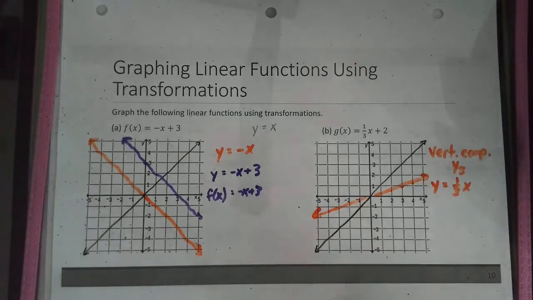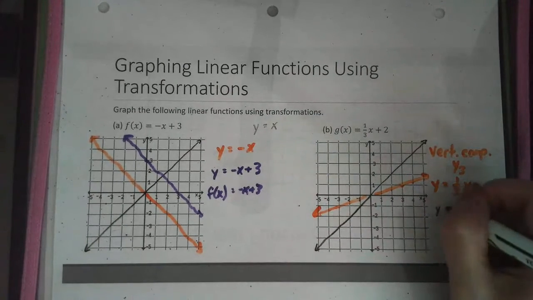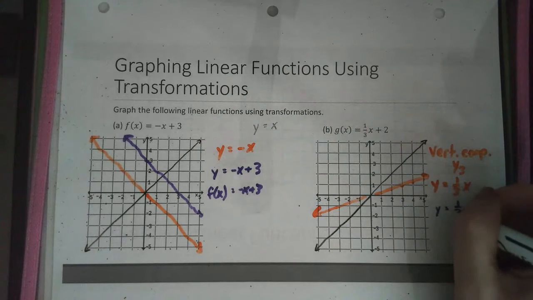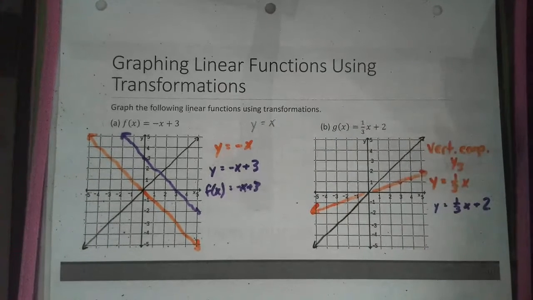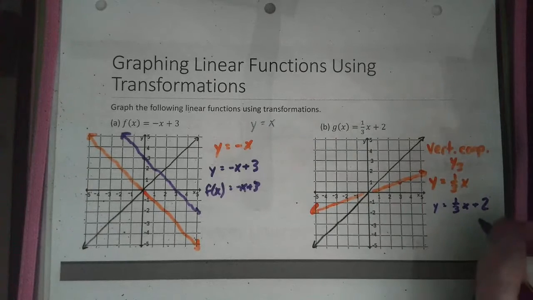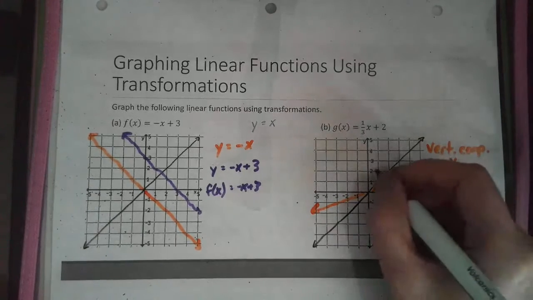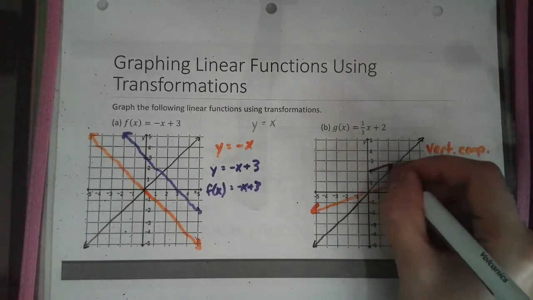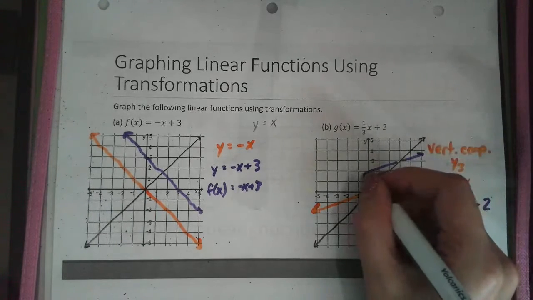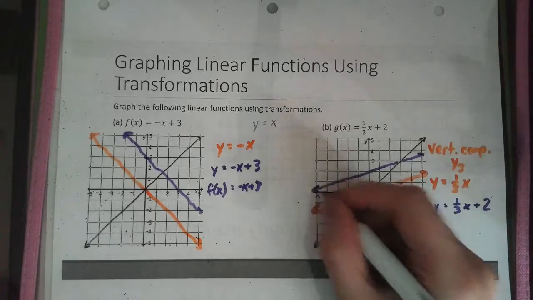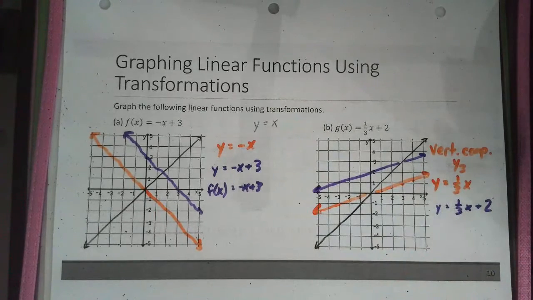Finally, we need to add the plus 2 at the end. And we get y equals 1/3 x plus 2. And just like on the last one, that plus 2 is going to be our vertical shift. Since it's plus, we are going to move up. So we will move up 2 units. So everything just moved up 2.